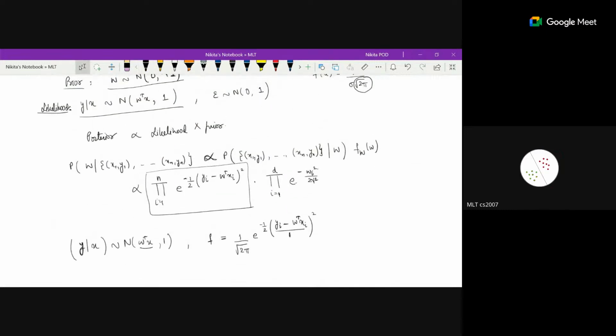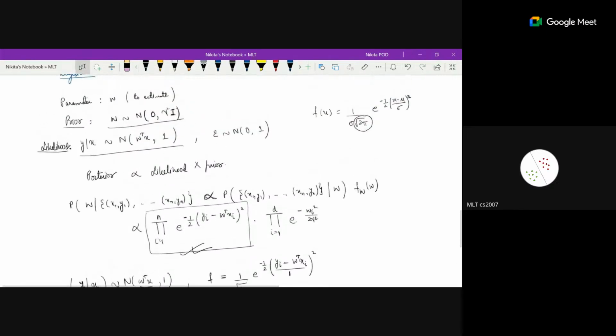So this was about this term. Now, if we look at f_W of w, what we had assumed is that this follows a normal distribution with mean 0. This 0 is a vector in R^d. And this is sigma square I, which is a covariance matrix that we have given here. So this also follows a normal distribution.